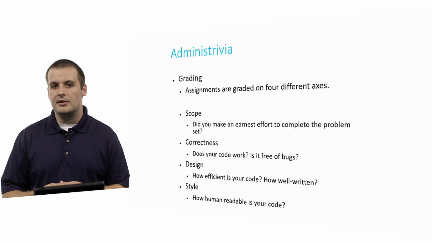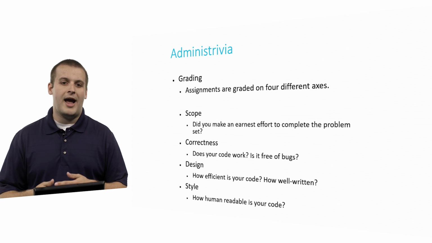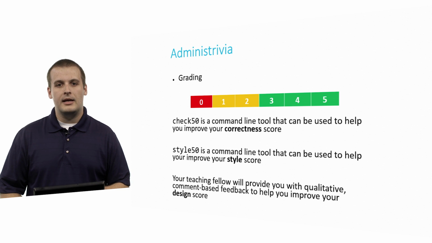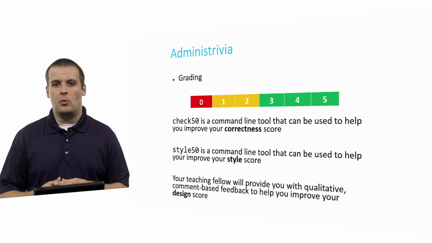Design is the third axis, and it asks the question, how efficient is your code? How well written is it? And finally, style, which gets to the question of how human readable is your code, which is very important for your teaching fellows. Now, as a general rule, I usually present this graph for what these scores mean.